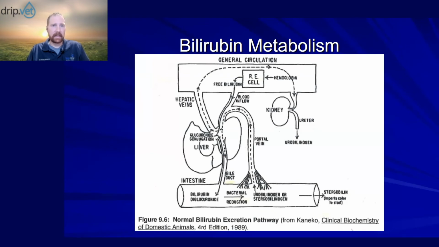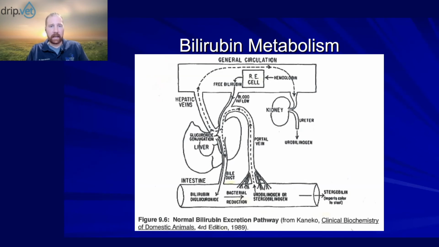So you can see here the bilirubin is going to start in the vasculature. That's the top part of this diagram. It's going to get metabolized in the liver, and then from the liver, it's going to travel down into the intestine. And then again, it's going to get broken down into that urobilinogen and stercobilinogen.